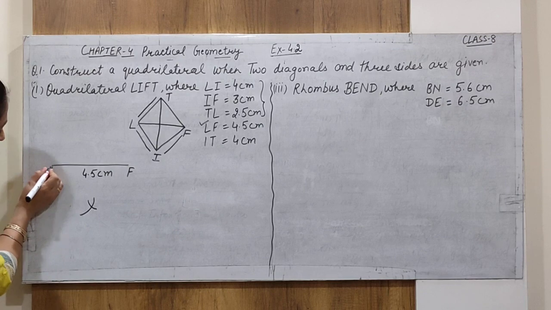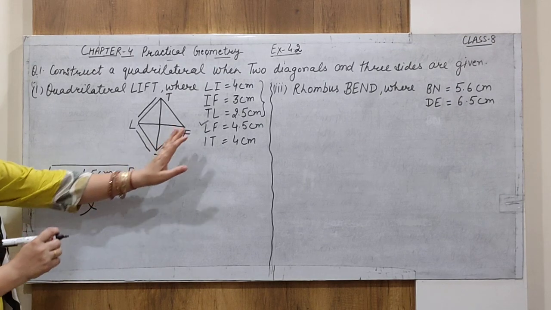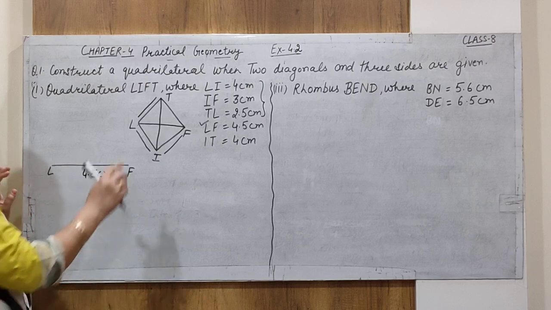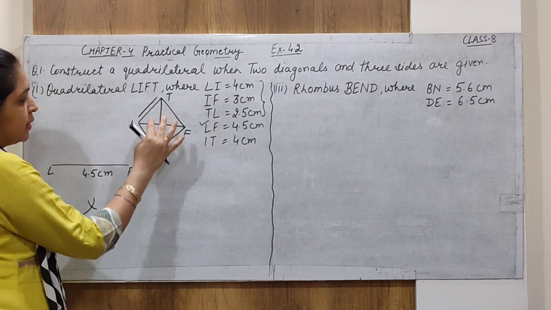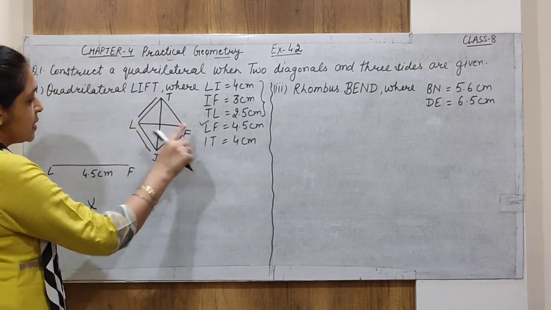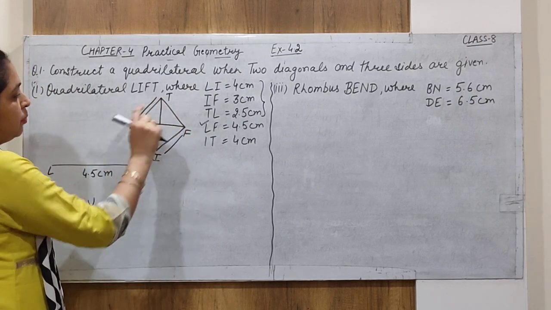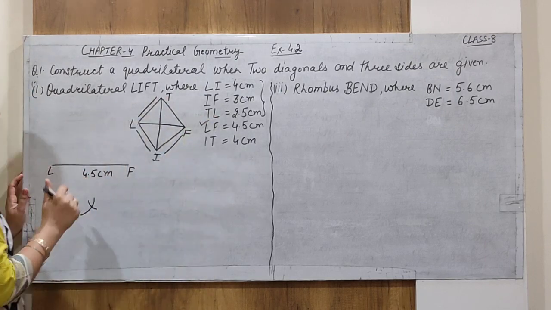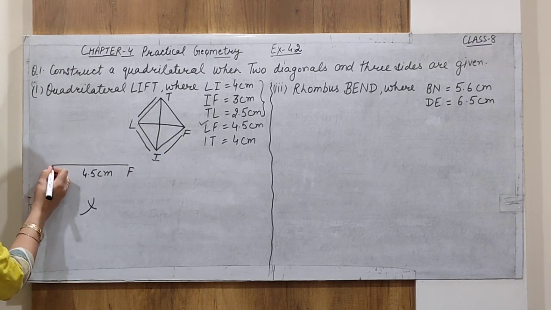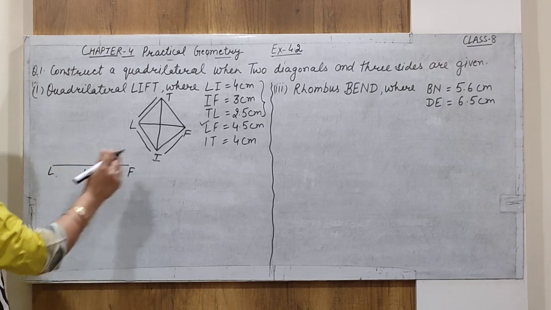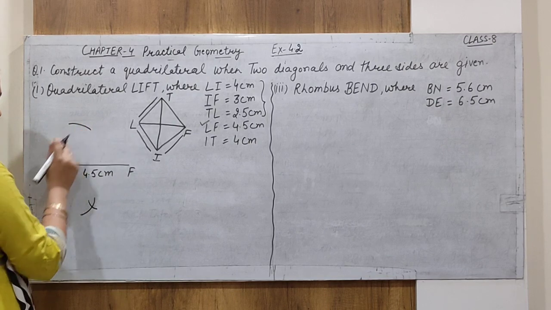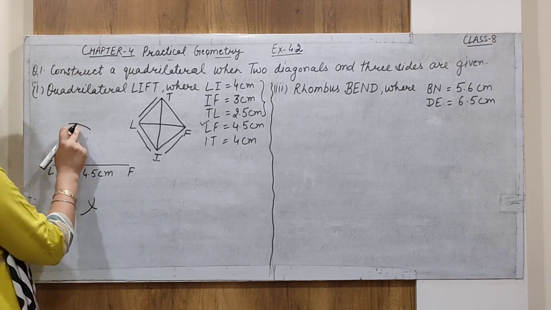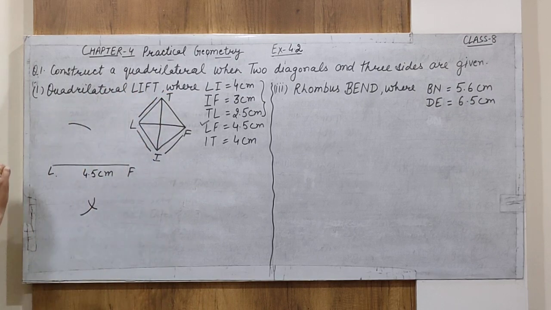Alright, now the next length, TL, is given. Now T is the point of the other triangle. This is the downward triangle, this is the upward triangle with the base LF. T is in the upward direction and TL is given. So considering L as center, draw an arc of 2.5 centimeter from L, and this upward point acts as T. But this side is not given to us.